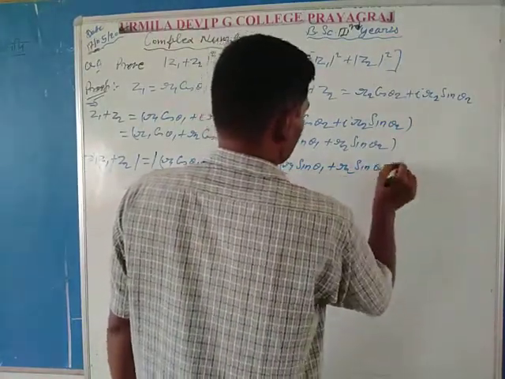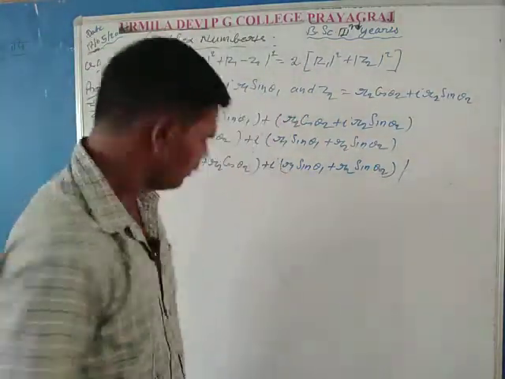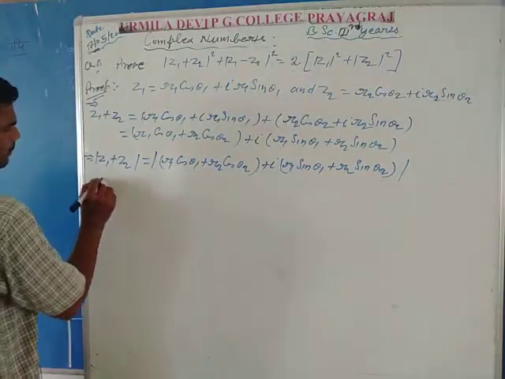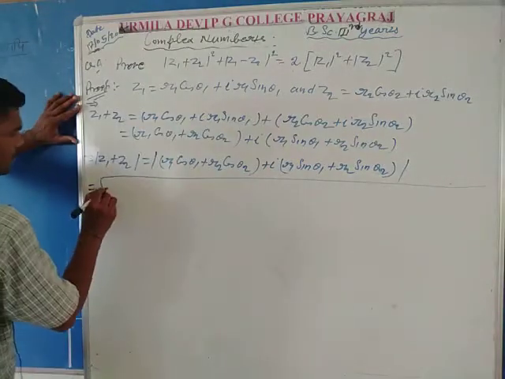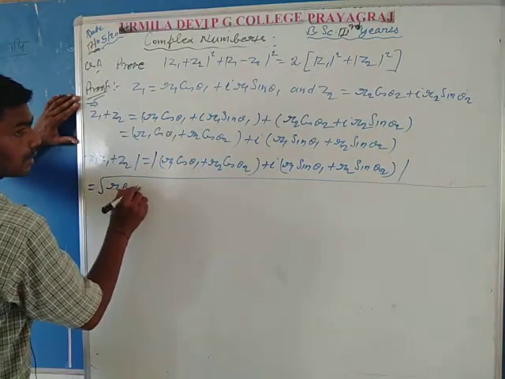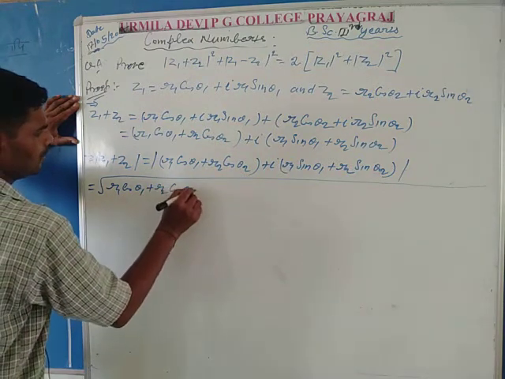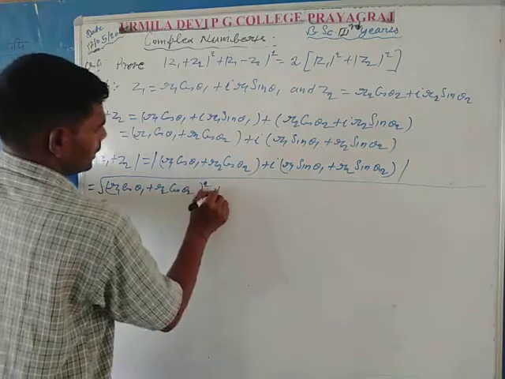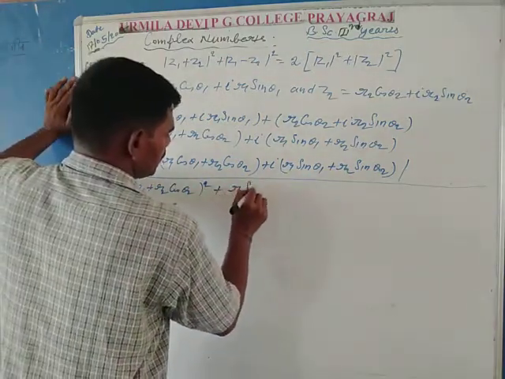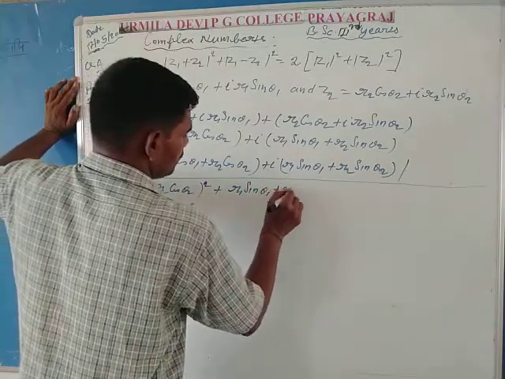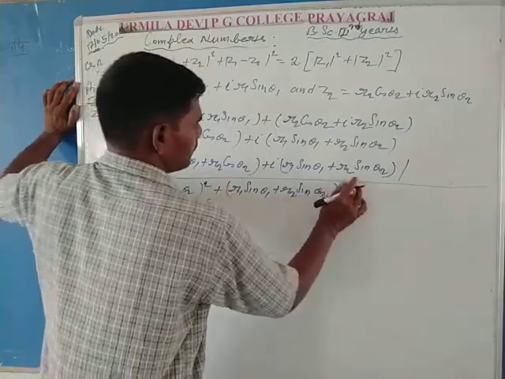In the second bracket, modulus. According to the mod rule for any complex number, it is the square root of the real part, R1 cos theta 1 plus R2 cos theta 2 whole square, plus the imaginary part, R1 sin theta 1 plus R2 sin theta 2 in whole square.